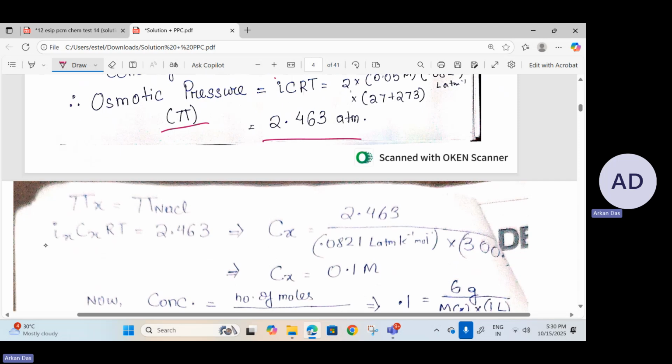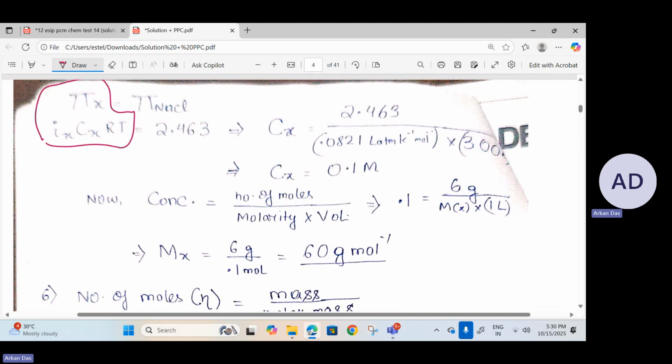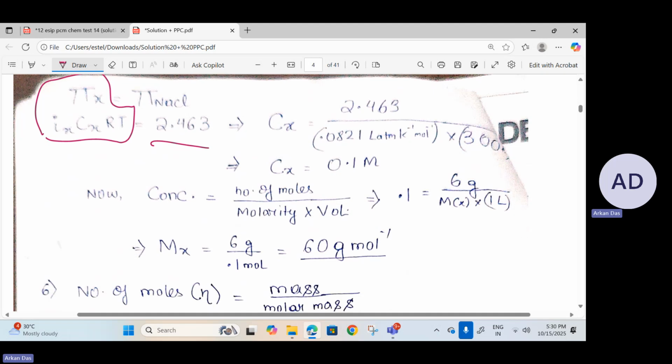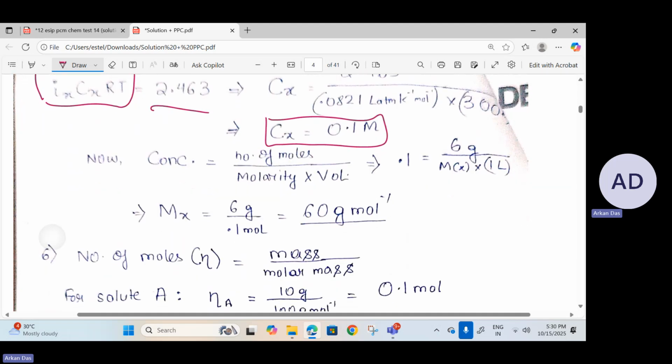Now it's coming what I was talking. That is pi x. Pi x is the x which you are finding, which is already isotonic with NaCl. And there, if you put the equation of NaCl, whose value you have already found, you can easily calculate the concentration of X. Once you calculate the concentration, you can calculate the molecular weight of X, which is going to come as 60 gram per mole. Is it clear? Very easy.